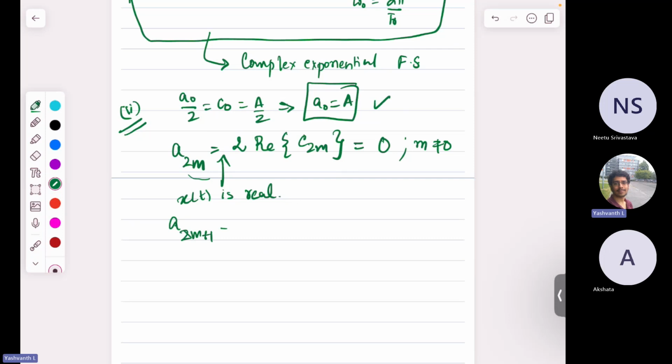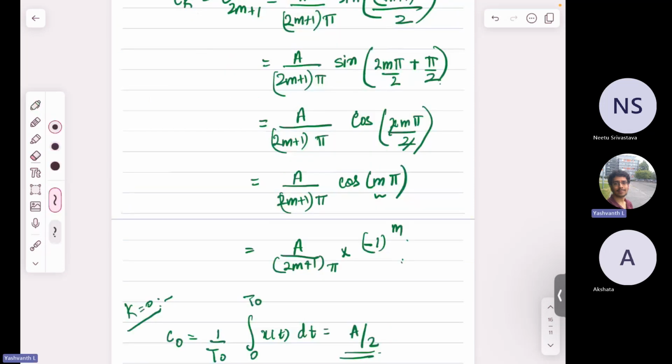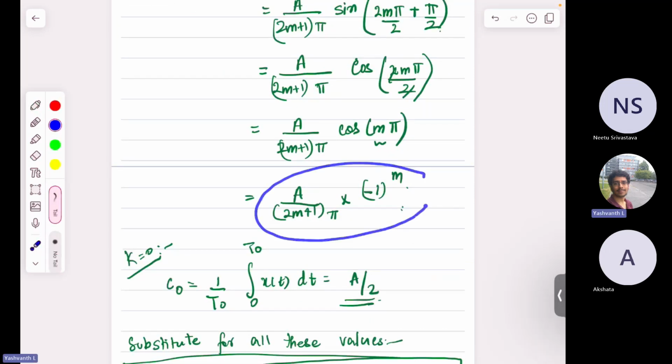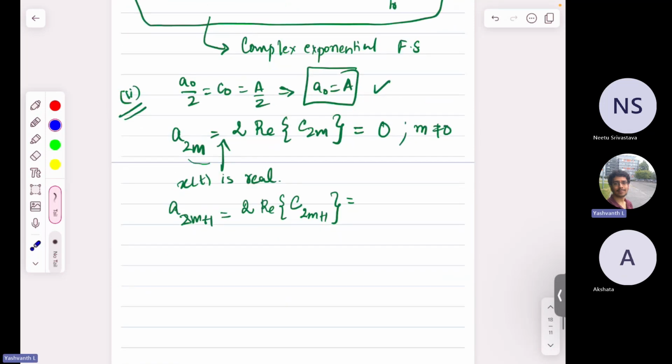A2m plus 1 is what? 2 times the real part of C2m plus 1. What is C2m plus 1? You go back here. C2m plus 1 is nothing but A by (2m plus 1) pi times minus 1 power m. And the real part of this is completely a real number, right? There is nothing complex about it. So the real part of this is the same as this number itself. So you just get minus 1 power m into 2A by (2m plus 1) into pi. Okay, that is for A.